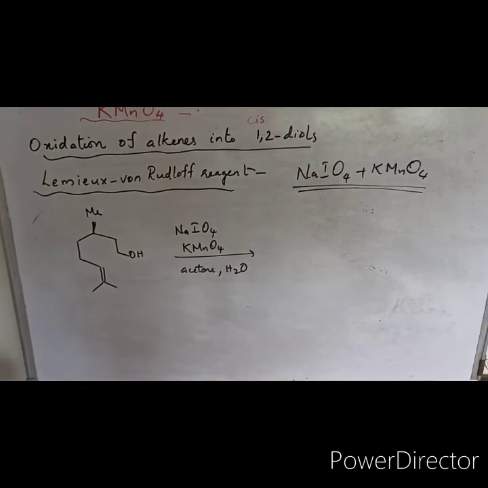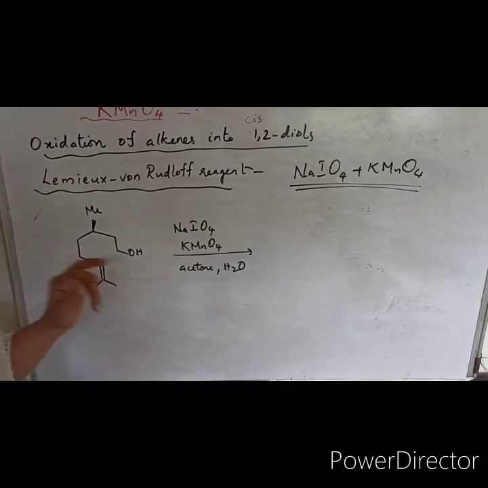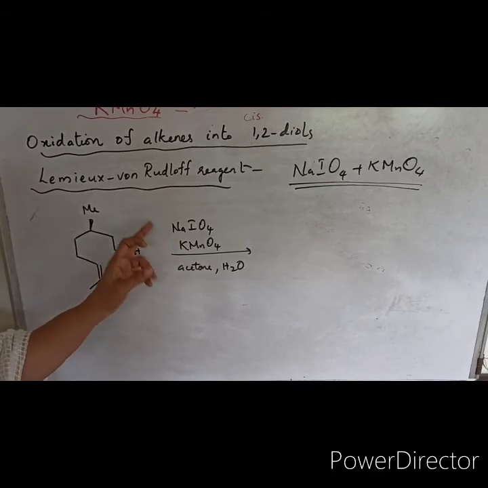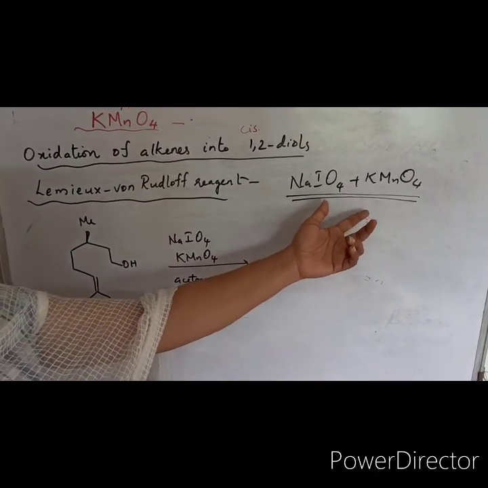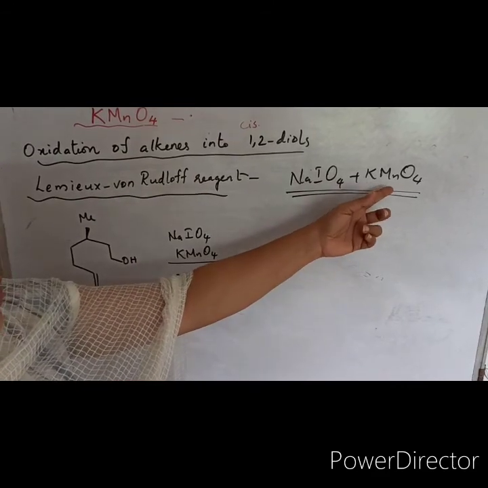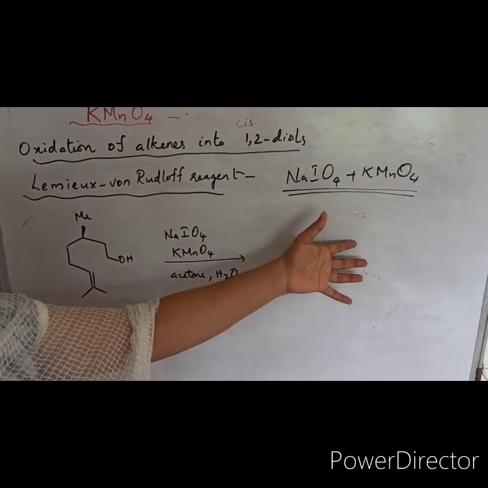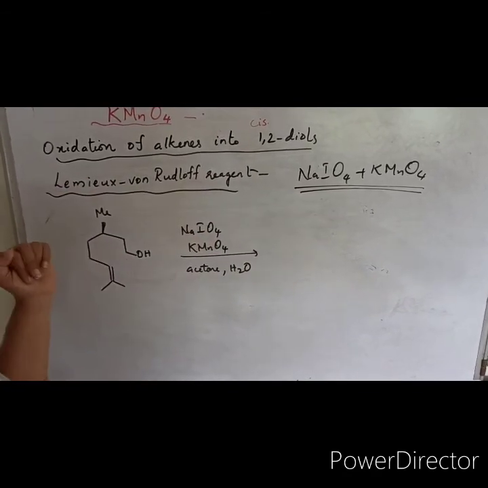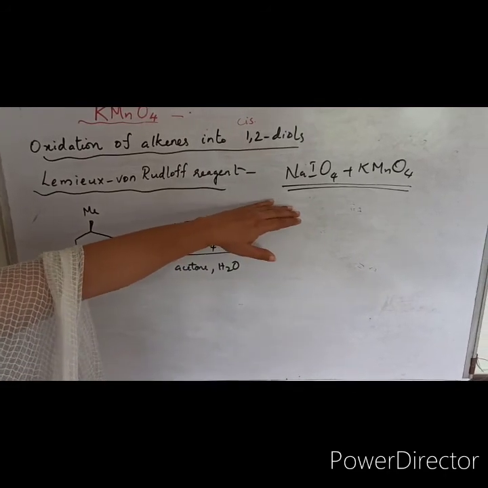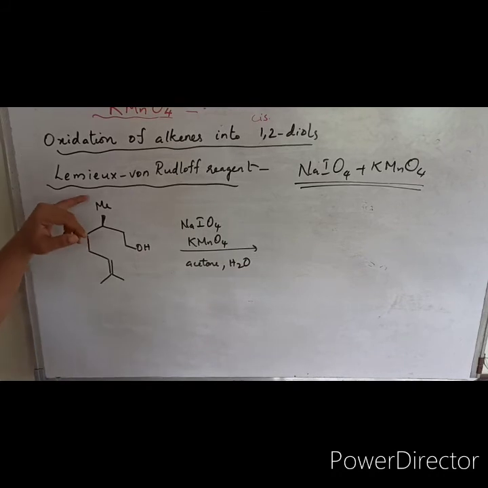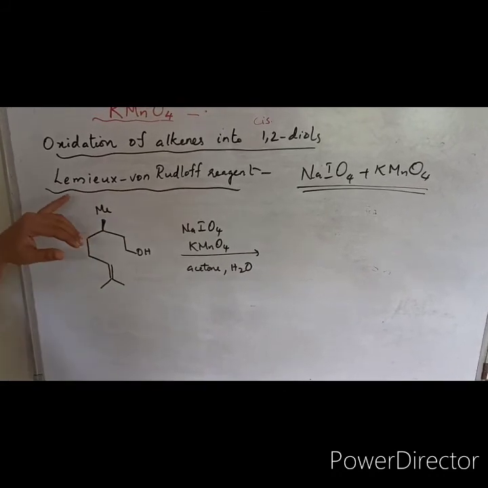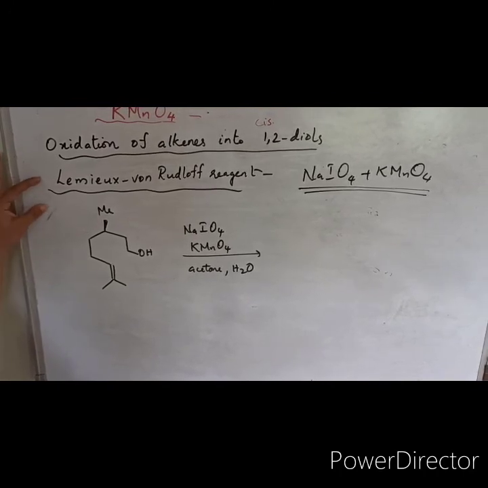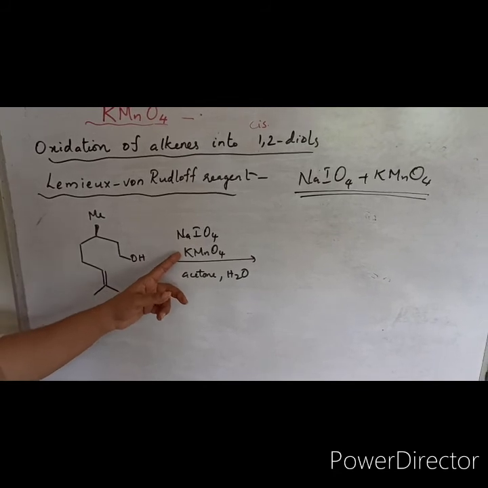Next I would like to introduce you to a reagent in which KMnO4 is used along with sodium periodate, NaIO4. So this is used as a mixture, sodium periodate and KMnO4, where KMnO4 is also employed for the oxidation. I would like to introduce it in this context because I was discussing KMnO4 oxidation. This reagent has a common name, it is called the Lemieux-von Rudloff reagent, or simply the Lemieux reagent. You have to remember this is used for the oxidation of alkenes, and a mixture of sodium periodate and KMnO4 is used.